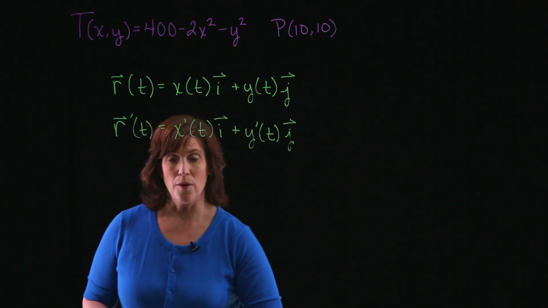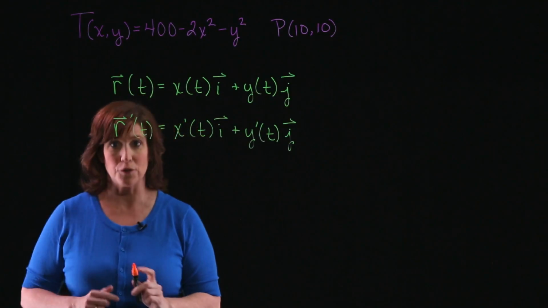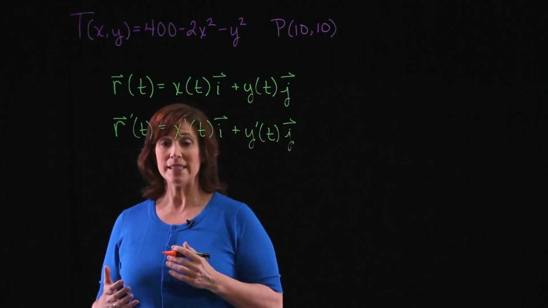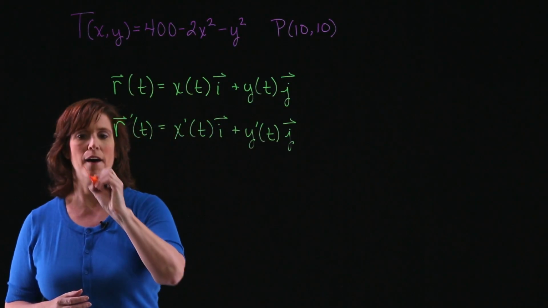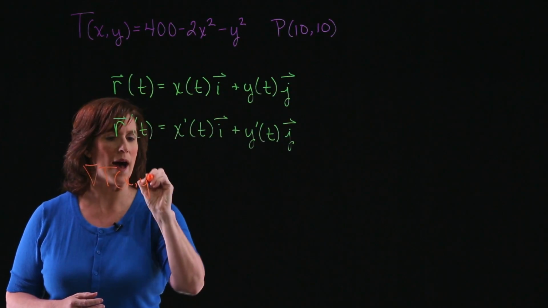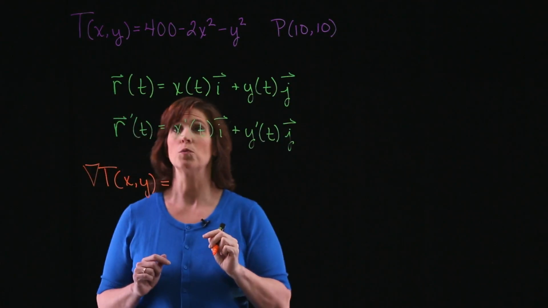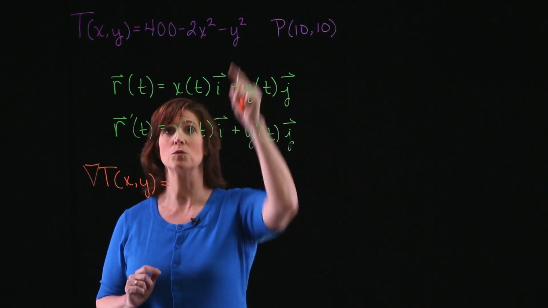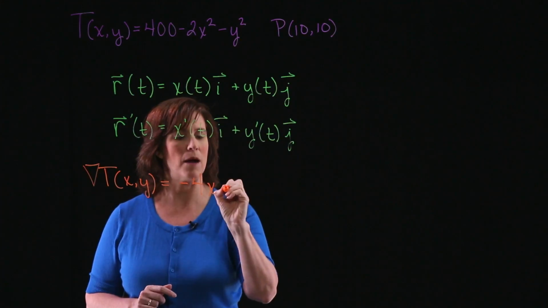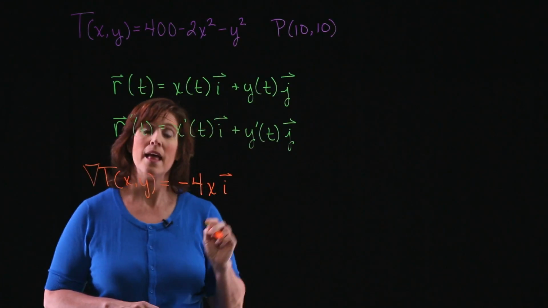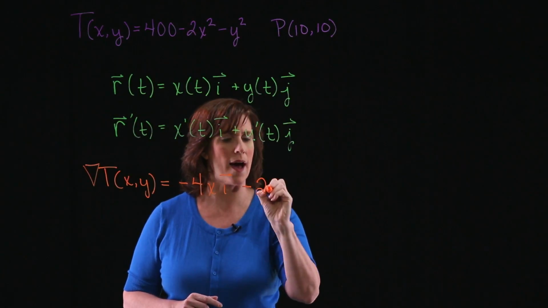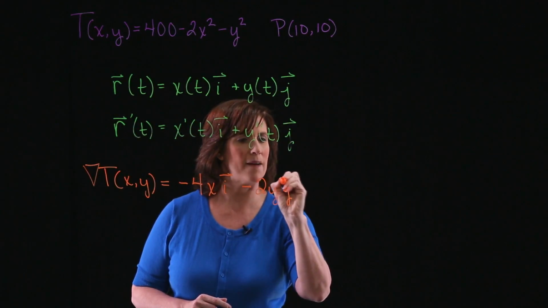Well, I also know that the gradient of my temperature function will give me the direction of maximum increase. So let's now take a look at the gradient of T. So the gradient of T at (x, y), to calculate this, we're going to take the partial of my function with respect to x. So that will be minus 4x, and I'll multiply that by my vector i. Then I take the partial with respect to y, so that will be minus 2y, and I multiply that by my vector j.